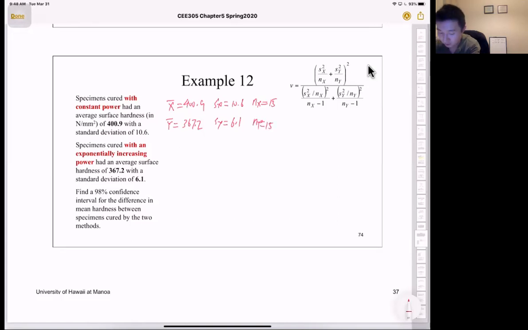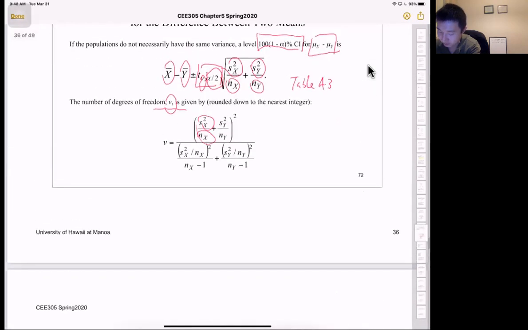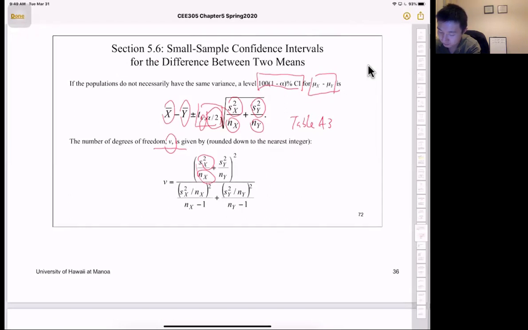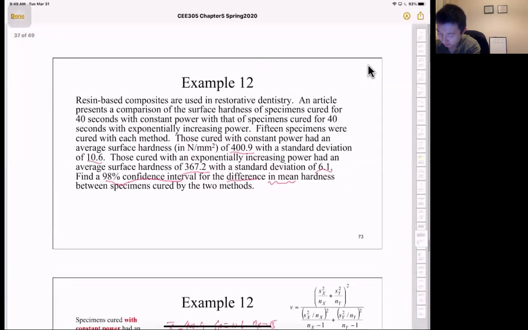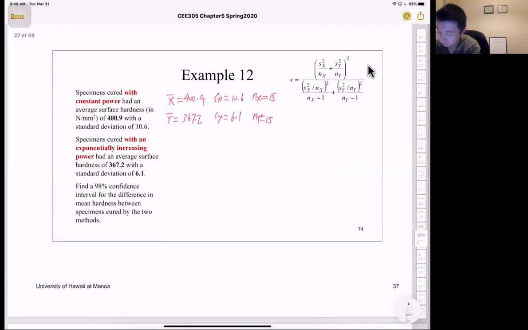First of all, we need to calculate the t value. To get the t value, we need to calculate the degrees of freedom v, based on this equation. We plug in the sample standard deviations and sample sizes for x and y, and we calculate v, which is around 22.